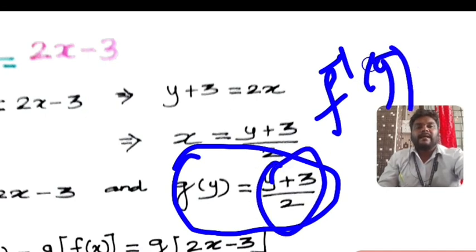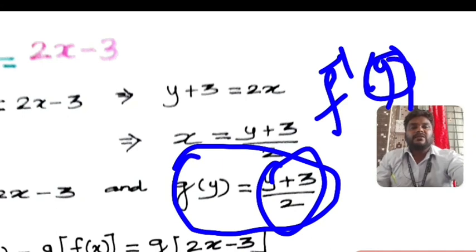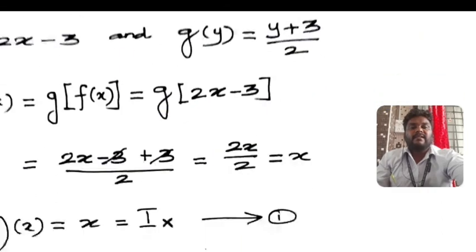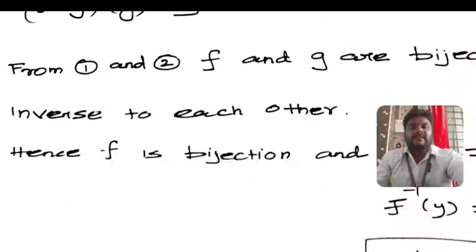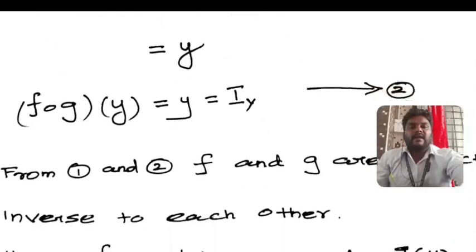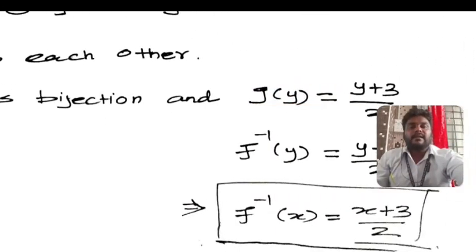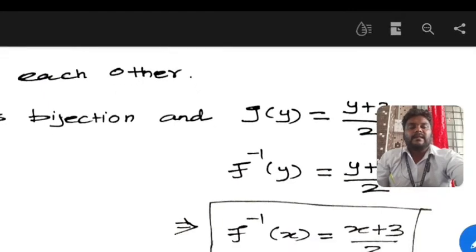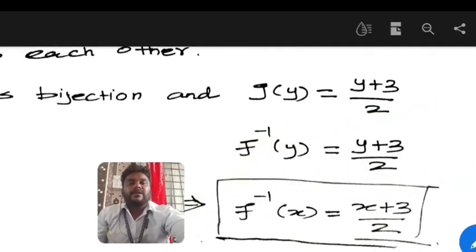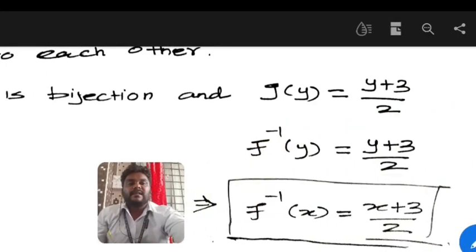Next, by the definition, the way of finding the inverse function is that we replace the y value with x. Then the value becomes f inverse of x equal to (x plus 3) by 2. f inverse of x equal to (x plus 3) by 2. Okay.